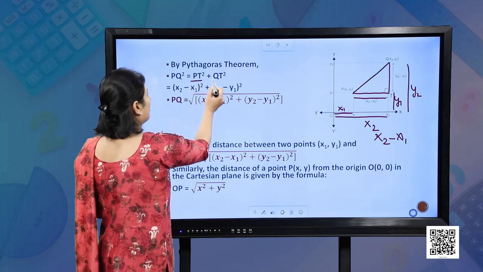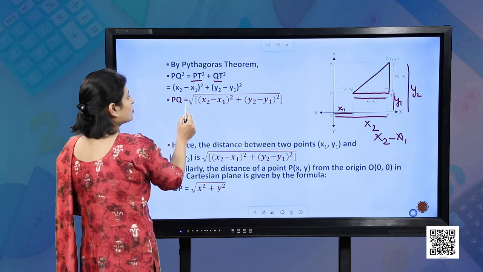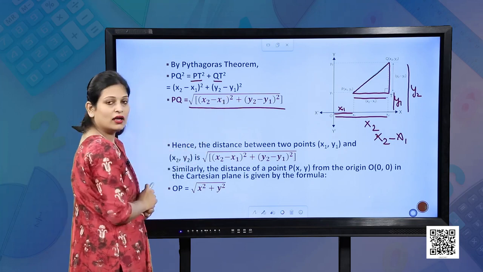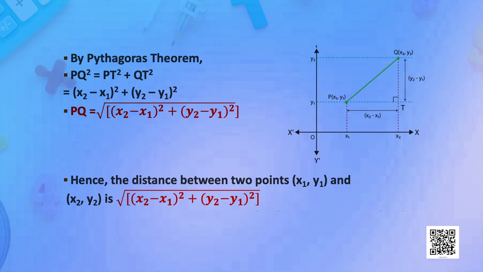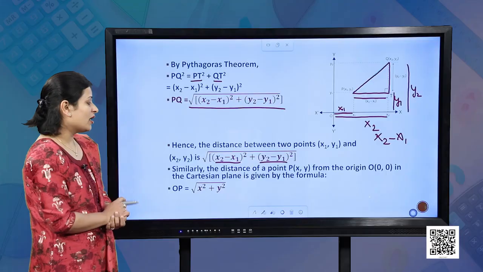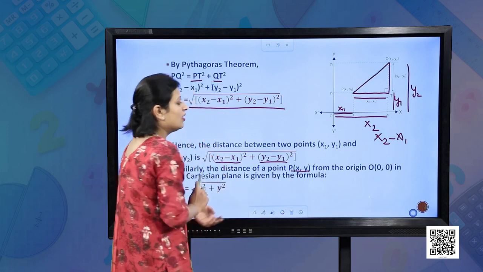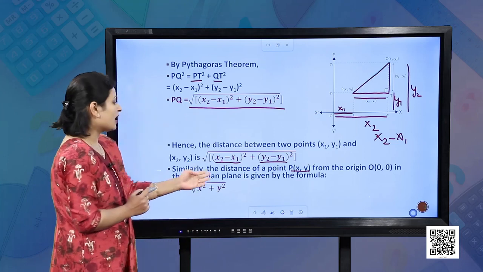Substitute the values of PT and QT over here. What will you get? PQ is equal to square root of (x2 minus x1) whole square plus (y2 minus y1) whole square. Hence, the distance between two points (x1, y1) and (x2, y2) is square root of (x2 minus x1) whole square plus (y2 minus y1) whole square. Similarly, the distance of a point P(x, y) from the origin O, which is (0, 0) in the Cartesian plane, is given by the formula.